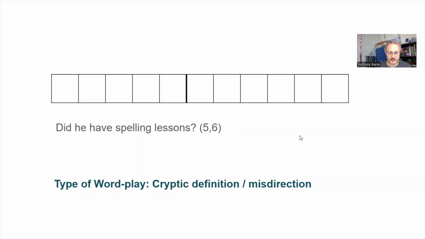Did he have spelling lessons? So here we see another example of a cryptic definition with misdirection, hinged on the word spelling. Can you explain it to yourself? Harry Potter is somebody who might have taken lessons in spelling or spell casting. So here, these don't show up too often, but the entire thing is sort of the definition, and a cryptic definition.